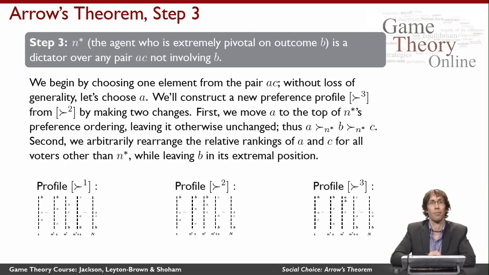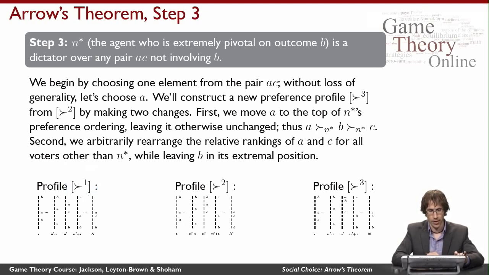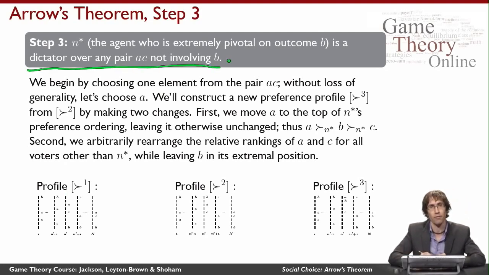Okay, let's get to step 3. So now I want to reason about this same guy, n star. So recall n star has special power over outcome B in this very narrow way, that there exists this one special profile that we constructed, pref1, where he can move B from the bottom to the top. Well, now I want to reason about this same guy, and I want to claim something that all of a sudden seems very strong, that he's a dictator over any pair AC that doesn't involve B.